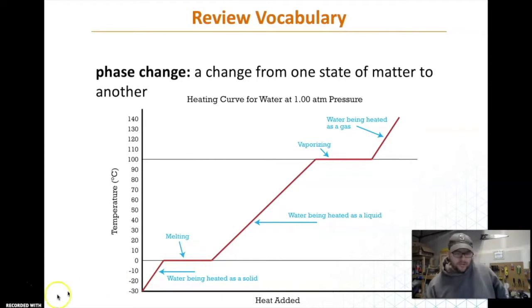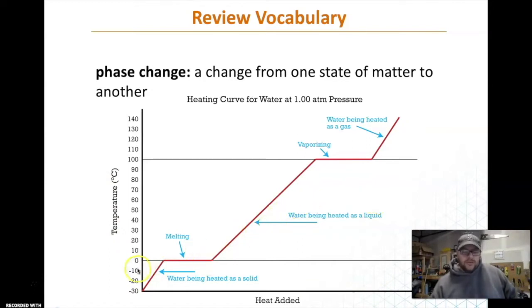During this solid section down here, you have the solid particles just jiggling in place, and as you heat them up, they move faster and faster and faster. They're increasing in kinetic energy. And we know that because, remember from a previous lesson, the average kinetic energy of the particles is the temperature. Temperature is a measure of the average kinetic energy of those particles. So if our temperature is increasing, we're increasing the average kinetic energy, which is the energy of movement.